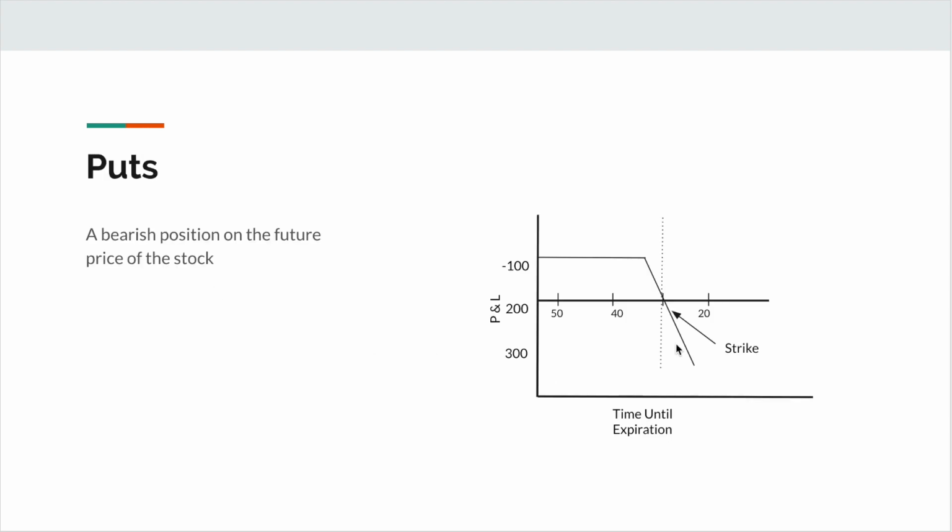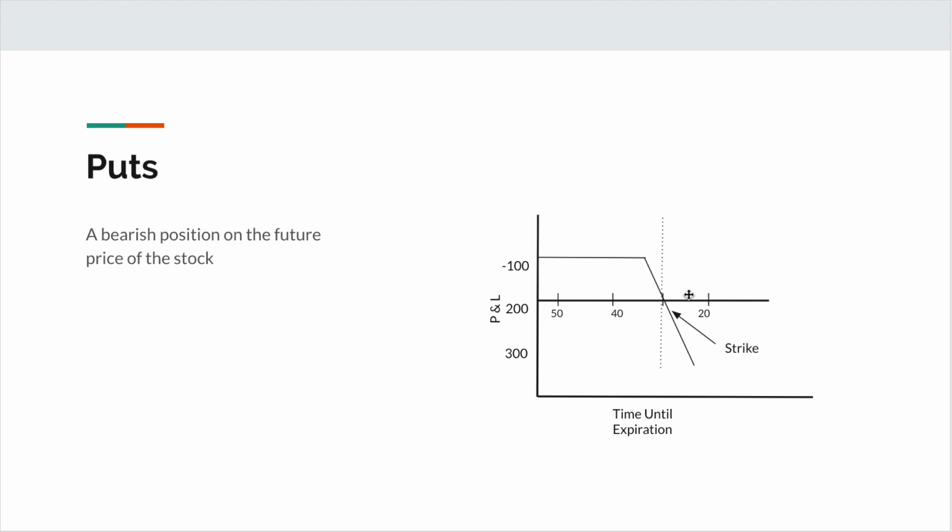Remember, if we're looking at this diagram right over here, if you're striking at 30, you want the price of the stock by the time expiration hits to be less than 30 because you are betting against the stock.